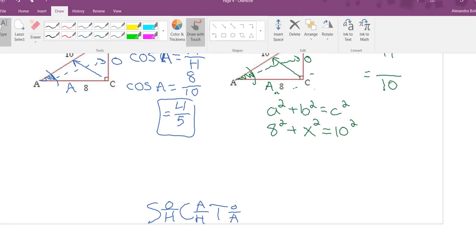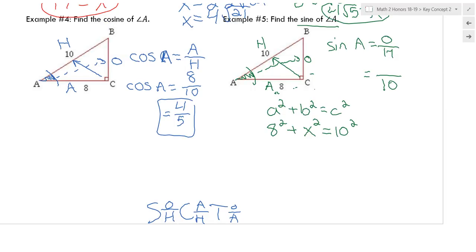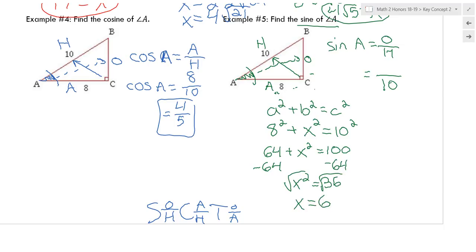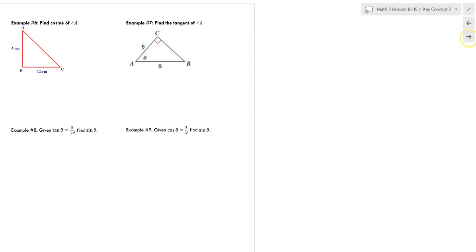Okay. So I have 8 squared plus x squared equals 10 squared. 8 squared is 64. 10 squared is 100. I'm going to subtract 64 from both sides. So x squared equals 36. Take the square root, x equals 6. So that's 6 over 10. Reduce that, you get 3 over 5. Okay. So let's look at some more different examples that we might see.